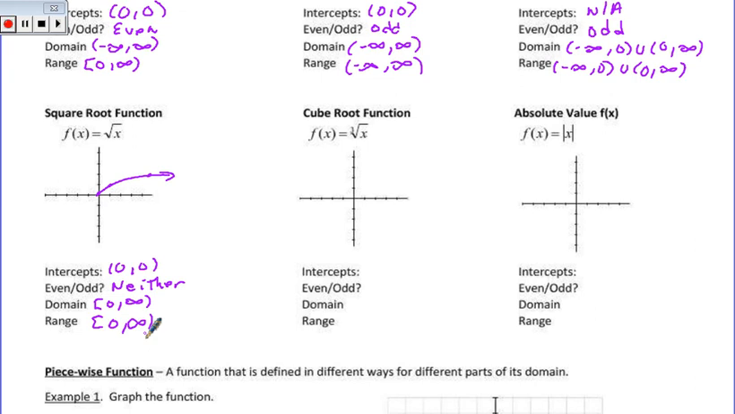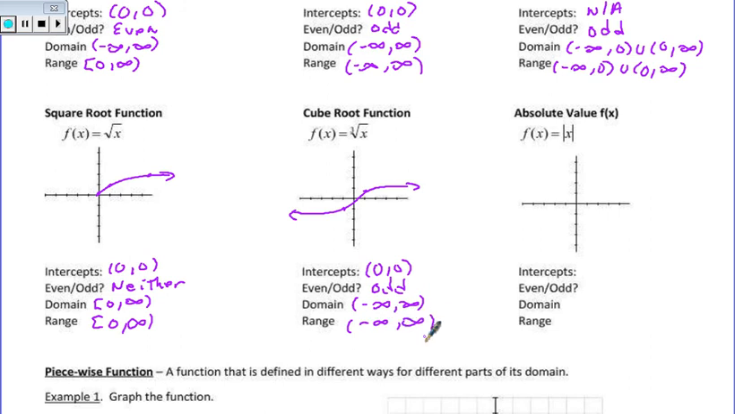Your basic cube root function then looks something like that. Again, its intercepts are at 0, 0. This is considered an odd function. It is symmetric to the origin. Our domain is negative infinity to infinity, and the same is holding true for the range.